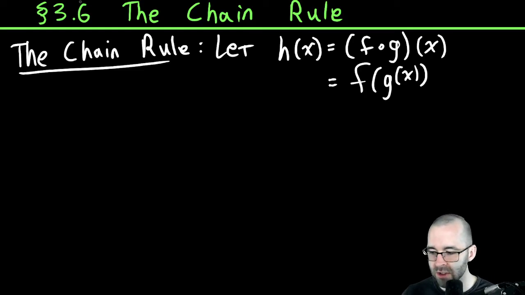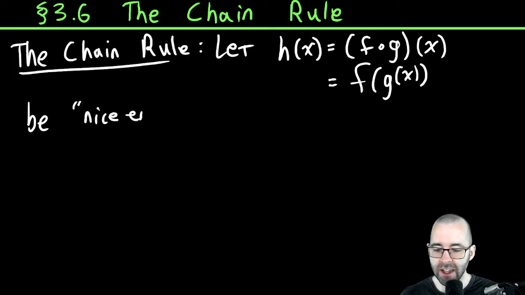So if this is our h, and we're going to make some assumptions, we're going to say let this function be nice enough. Check the textbook for more details on what nice enough means, but for brevity, I don't want to go into it too much.